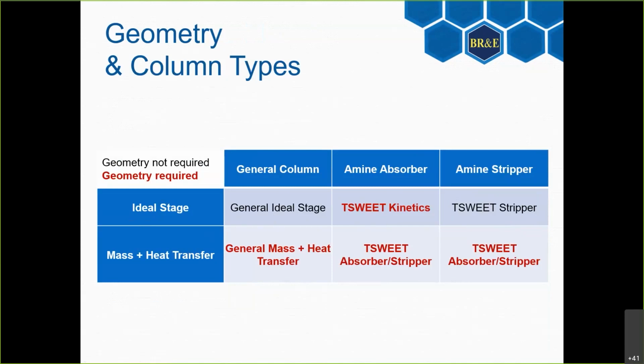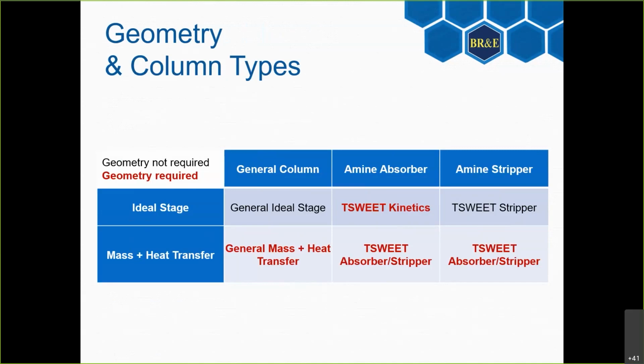The reason is that for amine absorbers, what's really important are kinetics. And what plays an important role in kinetics, of course, is the quantity of time. And you cannot really find out how much time you have for the reactions to happen if you don't provide Promax with that information about geometry. So that's the reason why in this case you do need it.